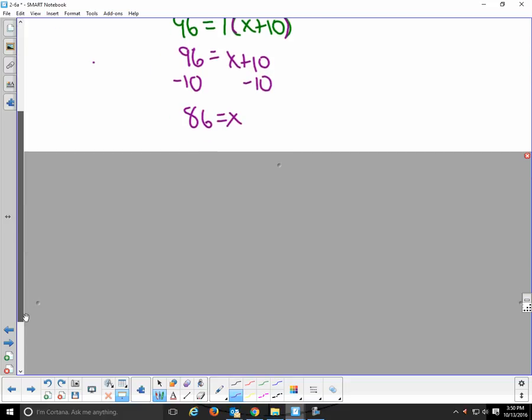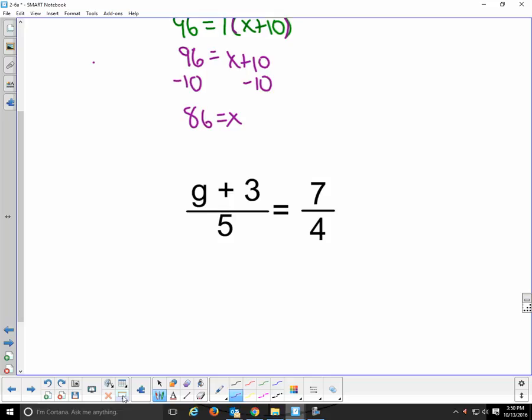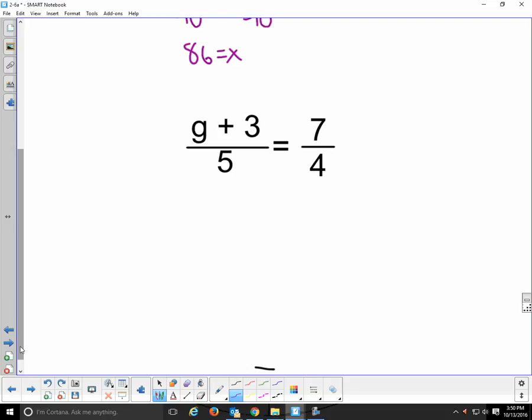Try this. Try (g plus 3) over 5 equals 7/4. Cross multiply and divide. Remember your parentheses. Pause it. Try this on your own. I'm assuming you tried it. I'm assuming you did it on your own.